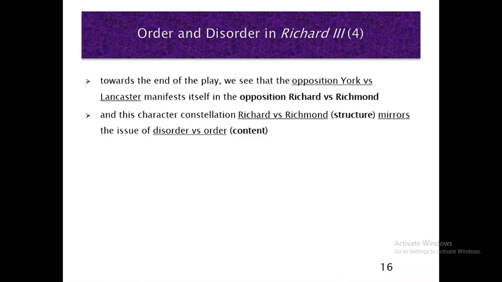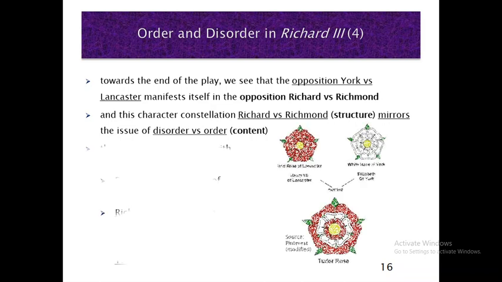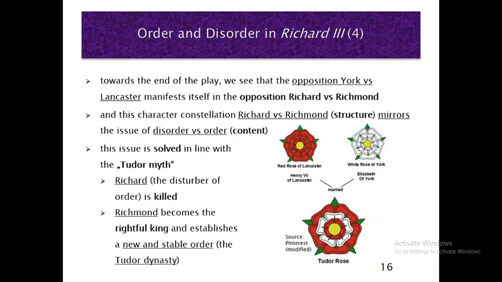Towards the end of the play, we see that the opposition, York versus Lancaster, manifests itself in the opposition Richard versus Richmond. And this character constellation, Richard versus Richmond, which represents the structure of the play, mirrors the issue, the content of the play, disorder versus order. So try to understand what I'm referring to at the moment.